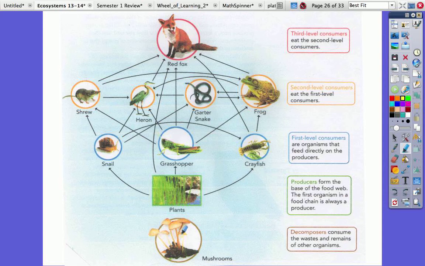The producers that we have are the plants, the consumers which actually feed on the producers.